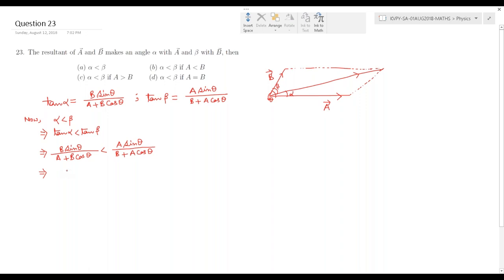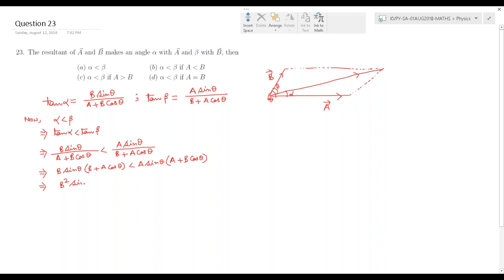So what we can do, if we cross multiply, then the sign of inequality remains the same. So that is B sine theta into B plus A cos theta is less than A sine theta into A plus B cos theta.